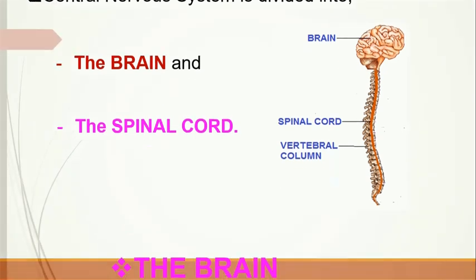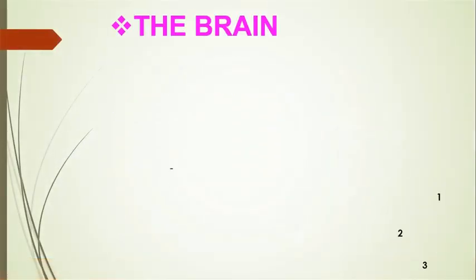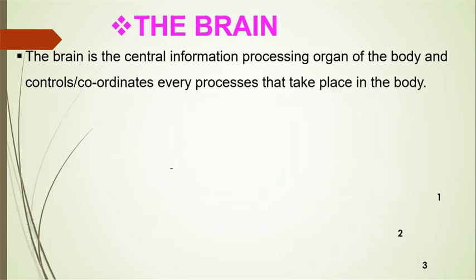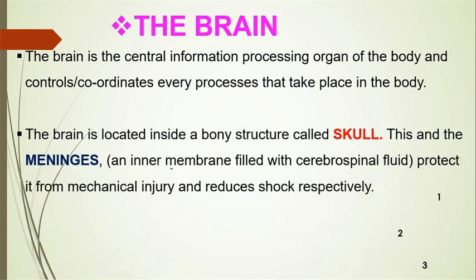And so we are starting by looking at the brain. The brain is the central information processing organ of the body, and it controls every process that takes place in the body. The brain is located inside a bony structure called the skull. So the skull and the meninges. The meninges is an inner membrane filled with cerebrospinal fluid. These protect the brain from mechanical injury and reduce shock respectively.